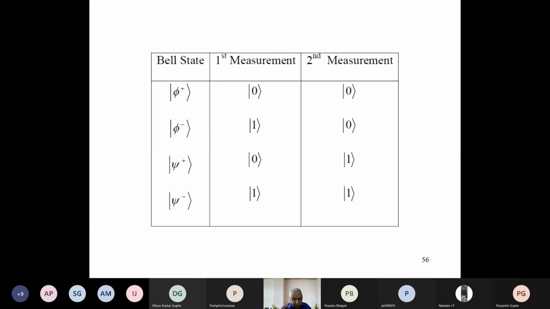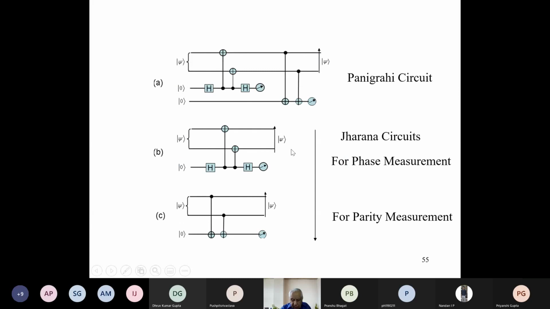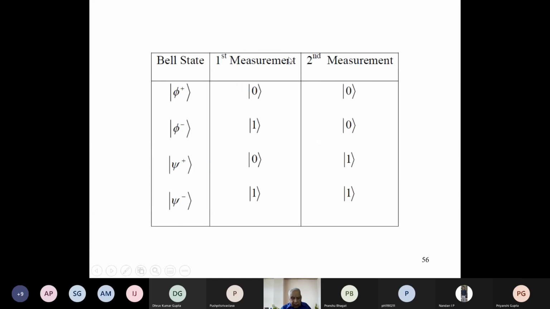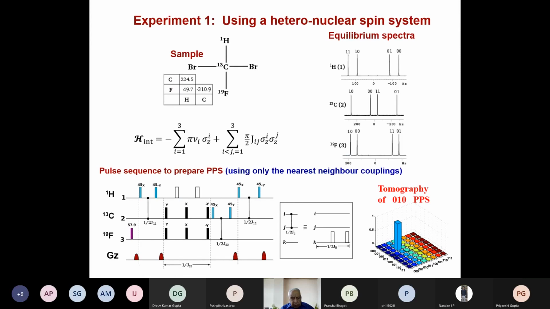We have to prepare the Bell states again. So the first measurement will give you this. If you have 00, 10, then you get these; these are the signatures of these Bell states. The experiment was performed on this molecule that I showed you earlier, dibromofluoromethane, carbon-13 labeled, and it has interesting spectra that I showed you in the beginning.